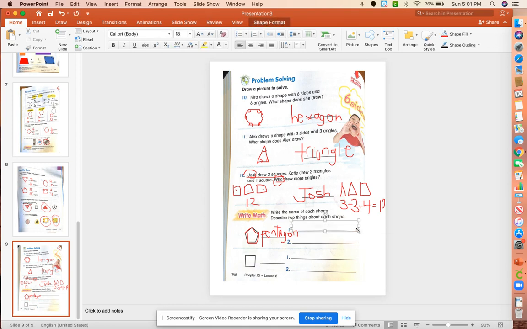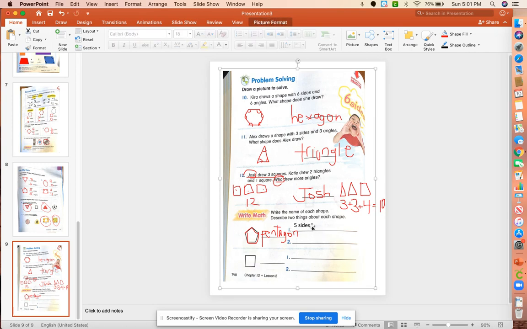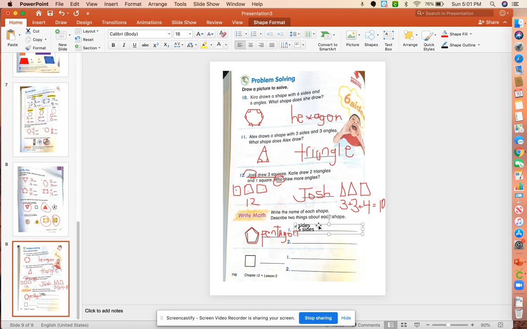I think one thing that we already said is that it has 5 sides, right? What's another thing that we could say about it? You could write something. I'm going to write, describe it, that it has 5 angles. All right, you guys can do the bottom one on your own. You know that's a square, I sure hope.